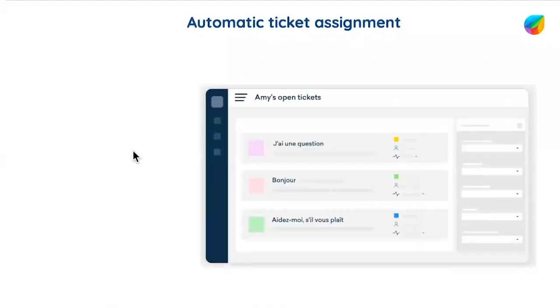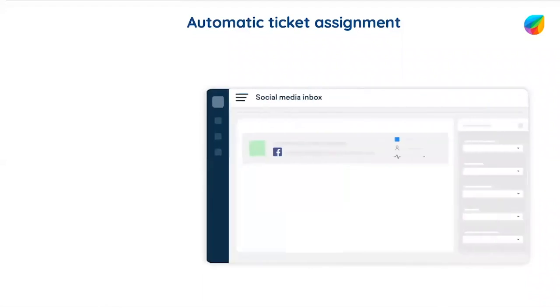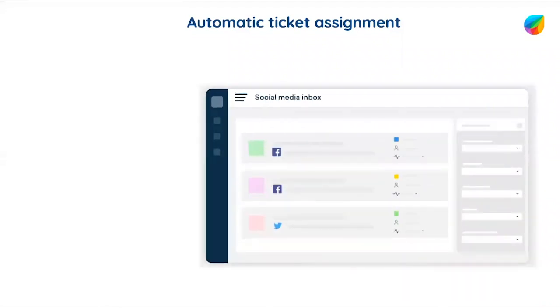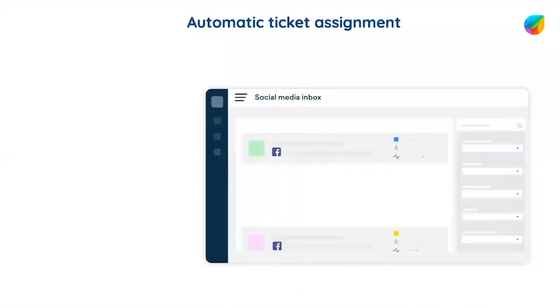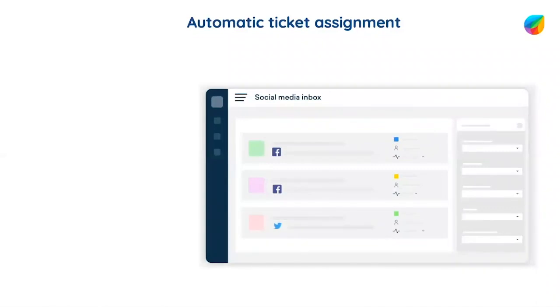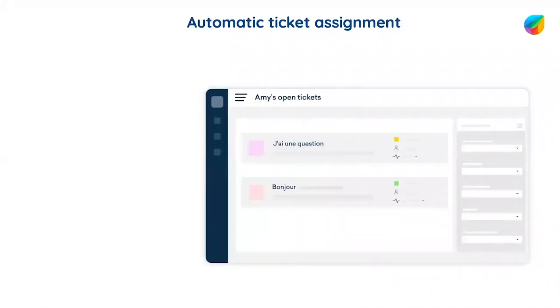Something else that doesn't strictly fall under the automations module in your admin settings, but is definitely worth a mention, is automatic ticket assignment. Now, although you can assign tickets using rules that run on ticket creation, that works best if you have a team of 2 or 3. If you have more than 2 or 3 people, then automatic ticket assignment is the best way to make sure tickets are assigned to the right people.